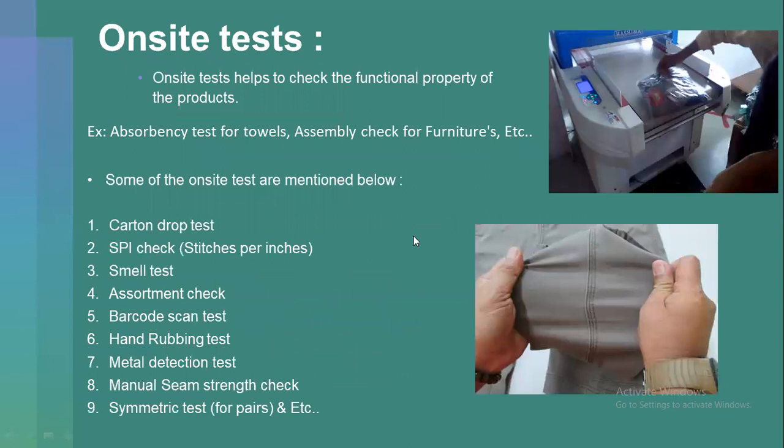So the next section is on-site tests. Normally a few on-site tests we will cover for each final random inspection based on its product category. In this, mandatory tests are the carton drop test, stitches per inch, smell test, carton assortment check, barcode scanning test, hand wrapping test for the product, metal detection test, manual seam strength, and symmetric test, that is for pairs or sets.